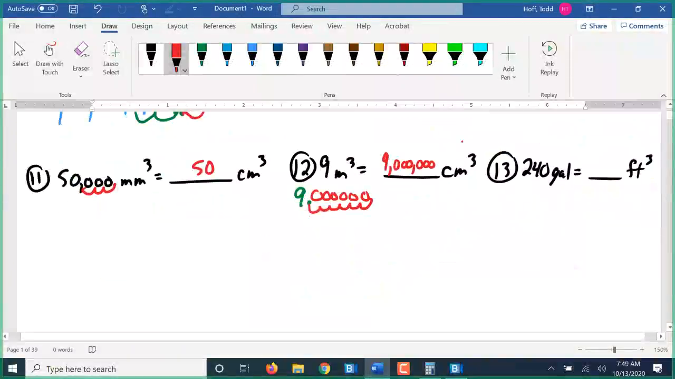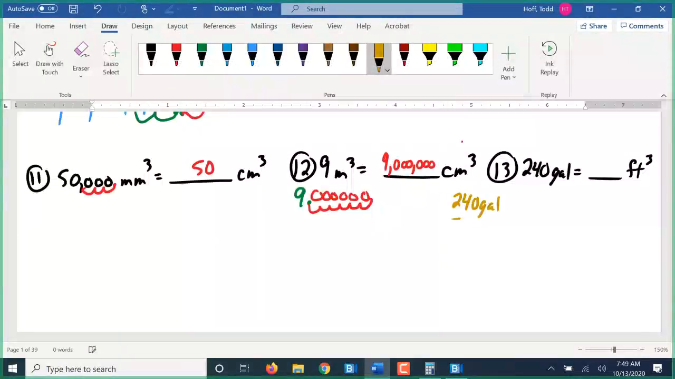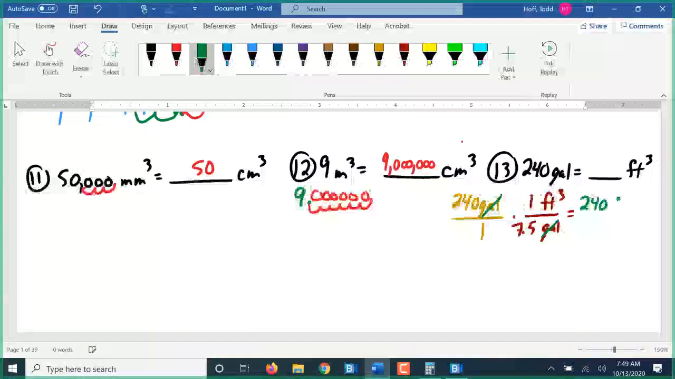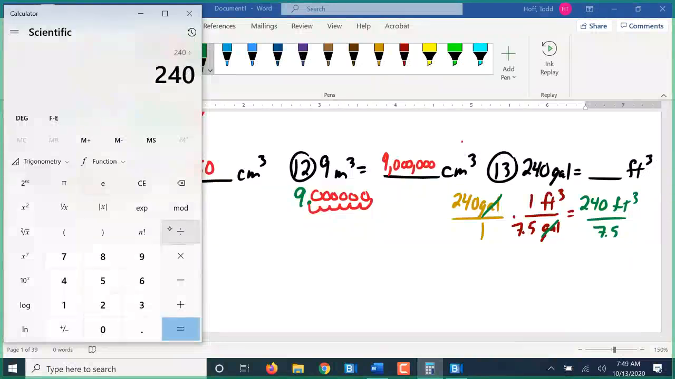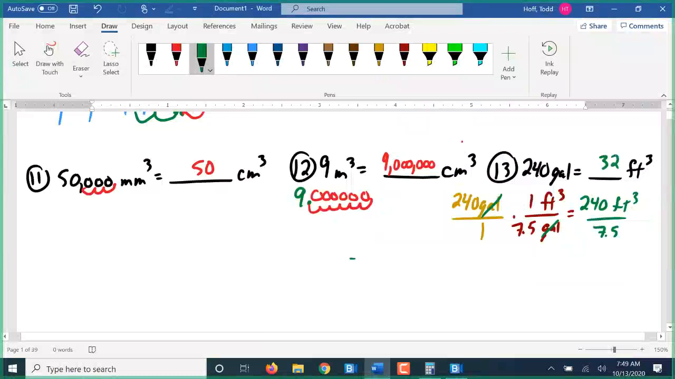Number 13, 240 gallons going into cubic feet. I'll put gallons on bottom, cubic feet on top. 1 cubic foot is about 7.5 gallons. So our gallons cancel out. 240 times 1 cubic foot is 240 cubic feet. 1 times 7.5 is 7.5. The 240 cubic feet divided by 7.5 is 32. The 240 gallons is 32 cubic feet.